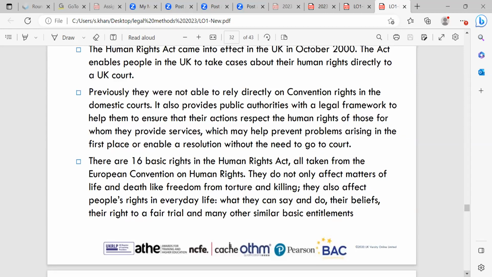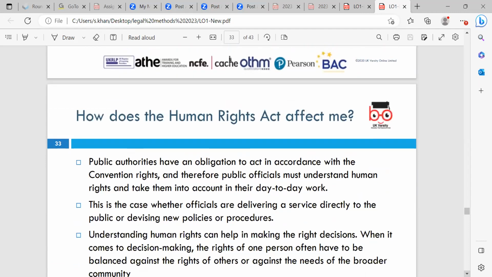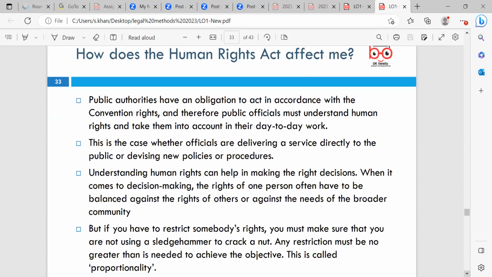They do not only affect matters of life and death, like freedom from torture and killing, they also affect people's rights in everyday life, what they can say, what they can do, their beliefs, their right to a fair trial, and many other similar entitlements. So you have these rights and they're so important. An example is the next page, which is showing how human rights affect me.